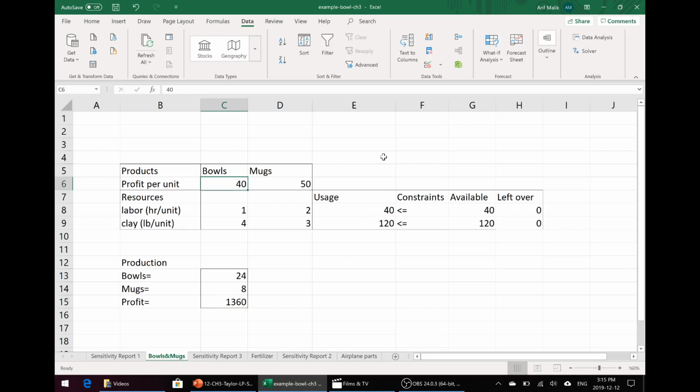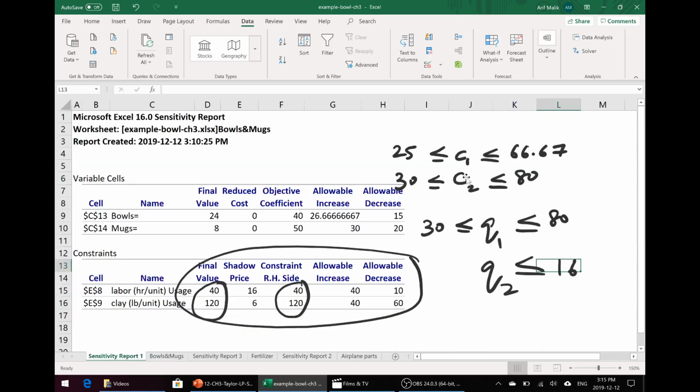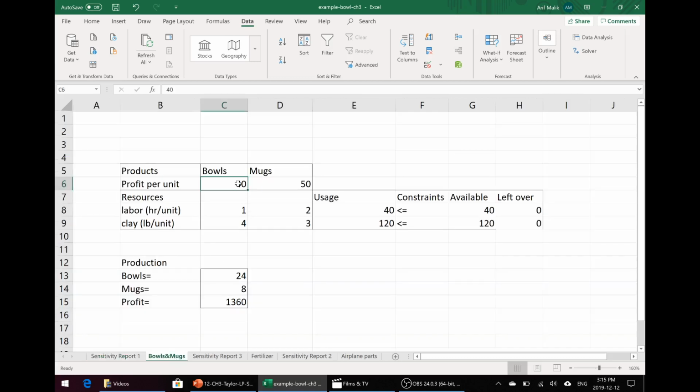Here, if we, for example, change it to the minimum value, C1 was 25. So if we keep it 26, let's say, the objective coefficient, we should not change the corner point. So I will show you that. First we will do that. We make it 26 and we run the solver again.